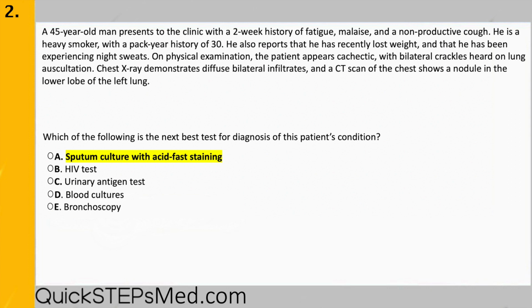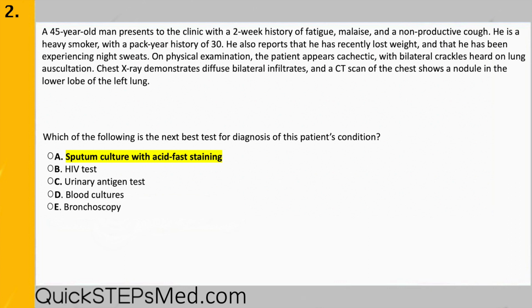An HIV test, it's not really indicated here. Urinary antigen test, this is usually for Legionella or histoplasma, right? Just trying to give you a little bit of a hint here, trying to jog your memory about histoplasma, often resembling something along the lines of that which could look like tuberculosis. But once again, we don't have any obvious exposures to this.